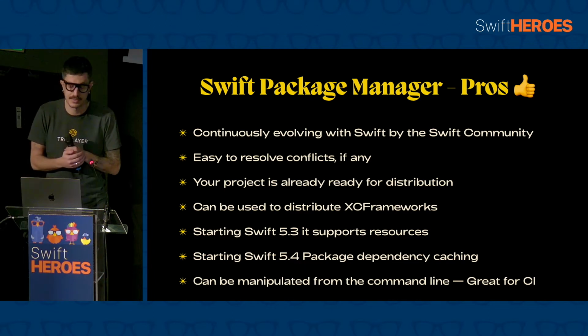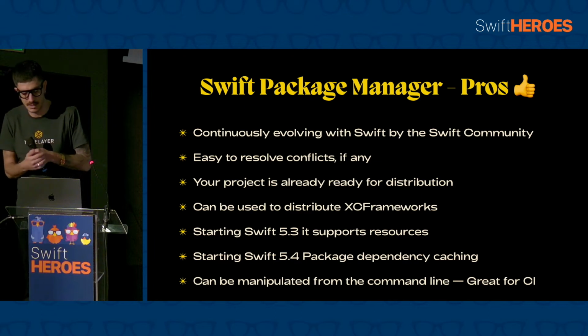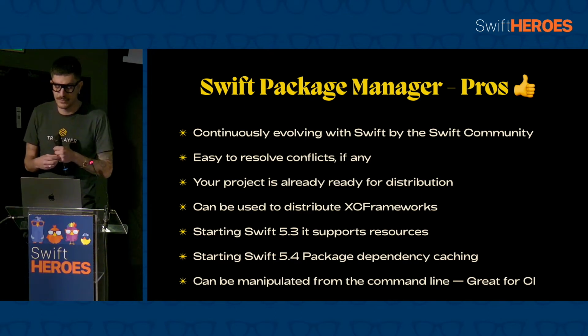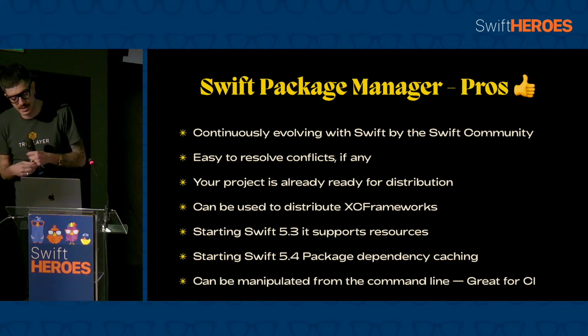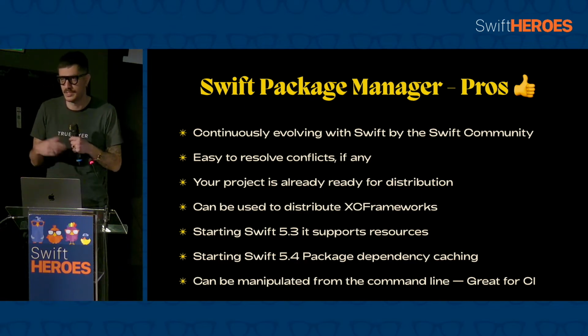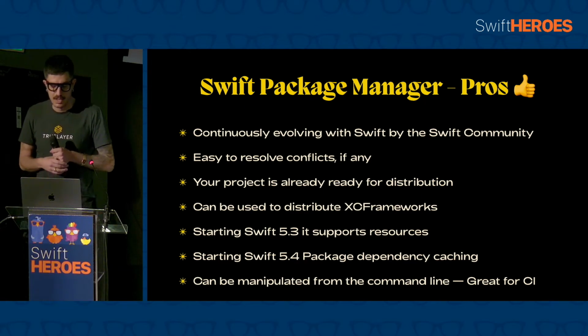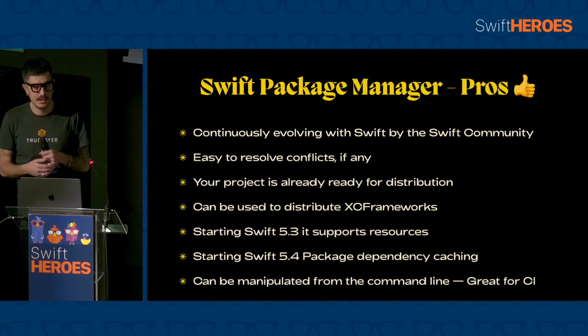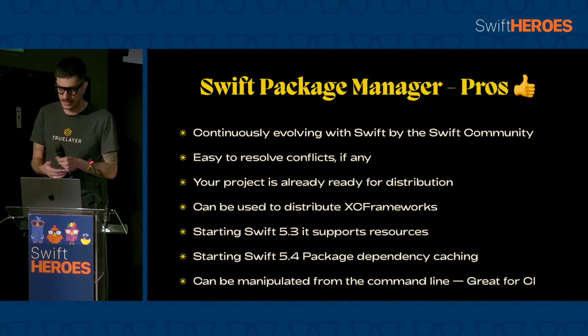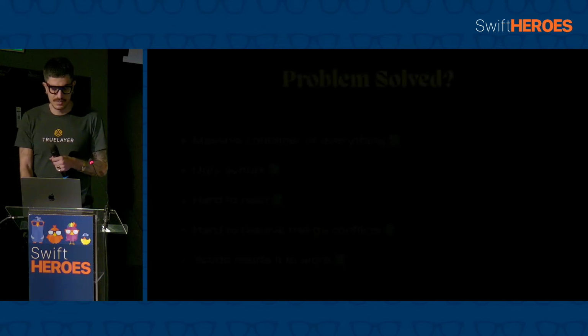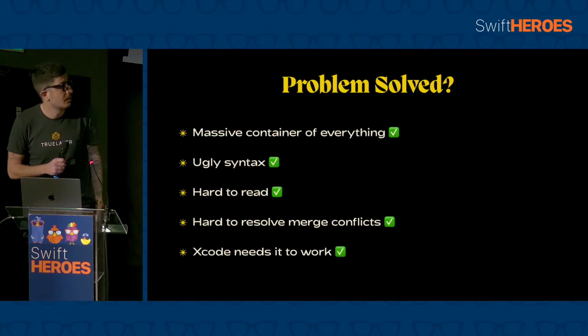Another thing, starting Swift 5.3, it finally got support for resources, which was a big deal breaker at first. And in Swift 5.4, it got package dependency caching, so now every time you open your package, it doesn't have to re-download all the dependencies. And it can be manipulated from the CI, from the command line, so it's great for the CI. So did we solve all of our problems?